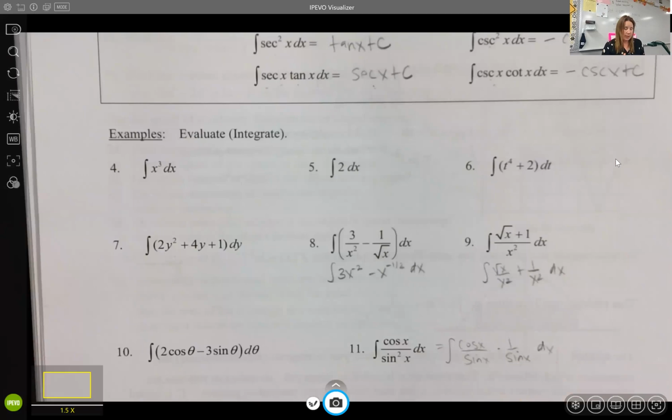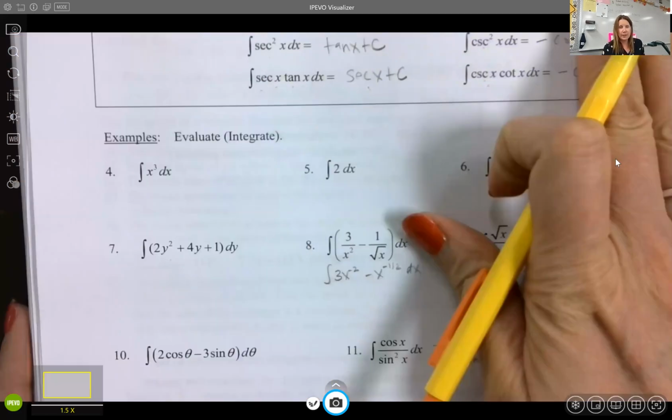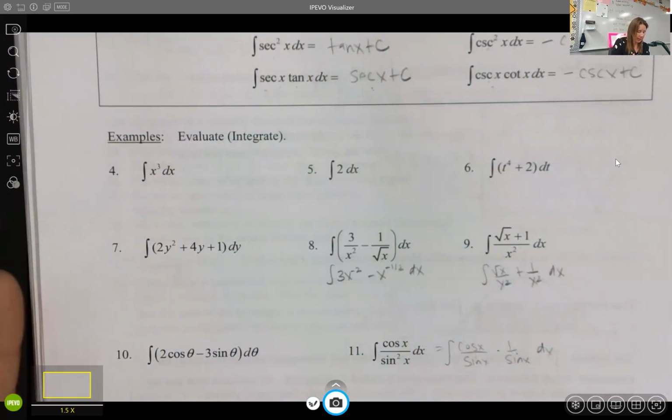Okay, so let's see how you do on that. Push pause, try to get these derivatives or integrals, and then come back. Don't forget your constant of integration, plus c. All right, welcome back. Let's see how you did.